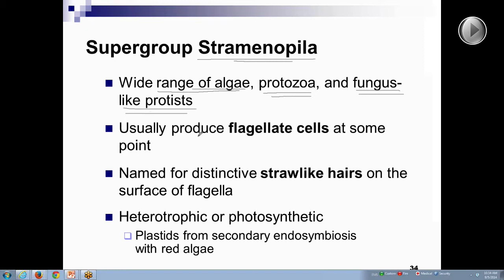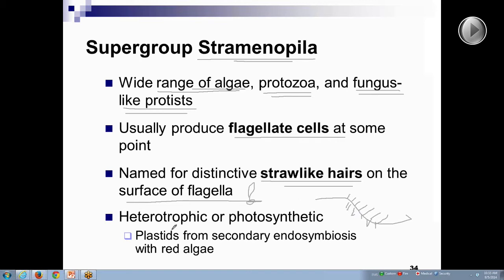Now, the thing that they all have in common is they have flagellated cells at least at some point in their life. They're not going to have those flagellated cells forever. But within their flagella, they have straw-like hairs on the surface of their flagella. Very interesting. So you have the flagellum, and then you have these little hairs coming off of the flagellum. Anybody know why we would have hairs coming off the flagella? Well, if you have hairs coming off your flagella, that grabs onto more water, and it makes your swimming much more efficient.